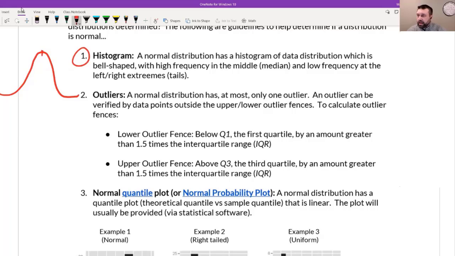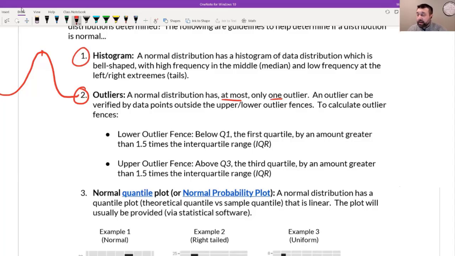The second thing we look at are outliers. If your data distribution is normal, it will have at most 1 outlier. If your data set has 2 or more outliers, it's probably not normal.